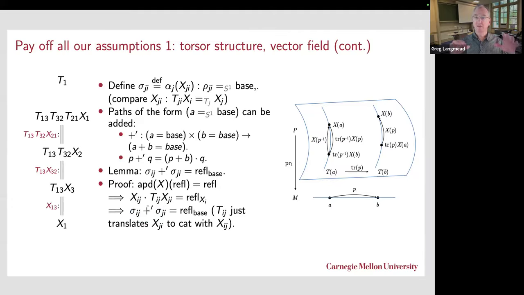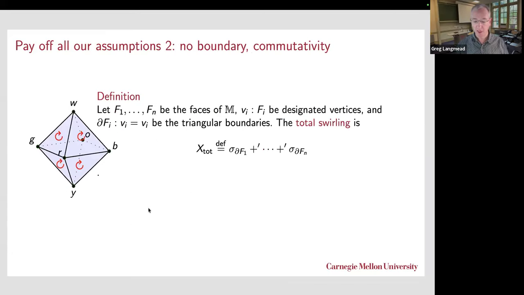So we've taken this, the vector field is why we have all these trivializations and isomorphisms with a circle, and we can do all our math in the circle, in a single circle. So the last assumption that we made that we can cash in now is there's no boundary. So suppose we enumerate all the faces and designate a vertex for each, so that going around each face now has a designated triangular loop that starts and ends at VI. Those are all the triangular boundaries. Then what we call the total swirling is the sum of, in S1 now, of pathlets around every loop.